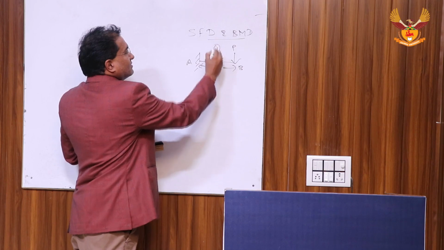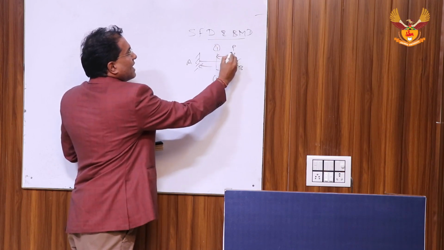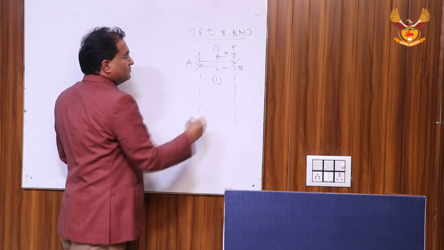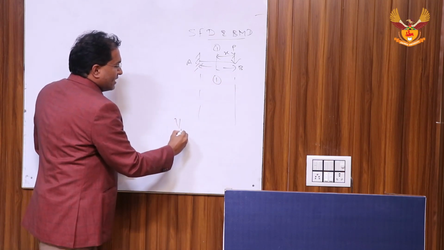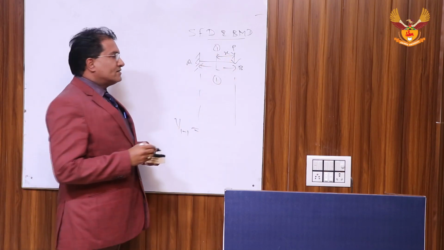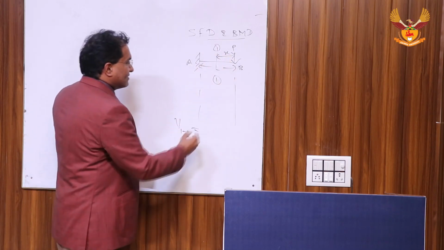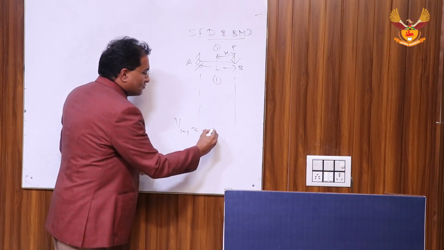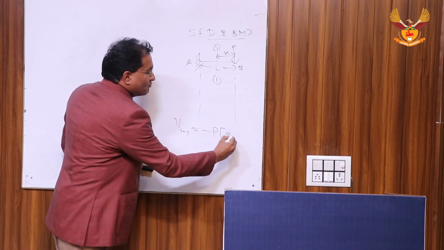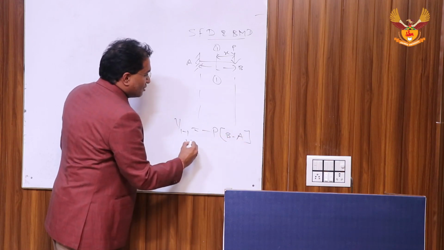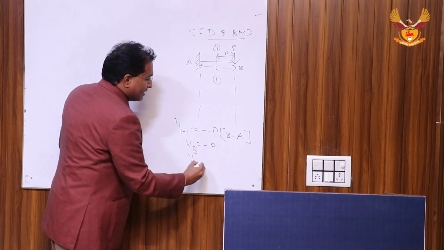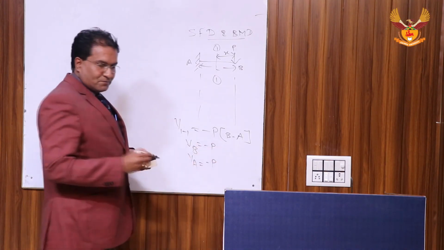Let us take a section 1-1 at a distance x from free end B. Shear force at section 1-1, section right, I am considering downward force as negative, so the shear force will be equal to minus P. The section is valid from B to A, so shear force at B is equal to minus P, shear force at A is equal to minus P.